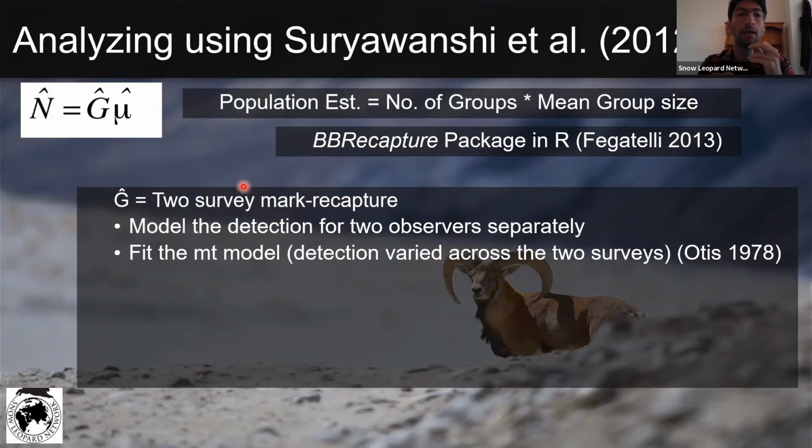There's no change. The MT model, which we're using, says that actually there is a difference between the two surveys or the two observers. And we spoke about this in the first class, right? By changing the time between the two observers, you will potentially get different captures and recaptures, and that is the strength of the method. So that's what the MT model is.